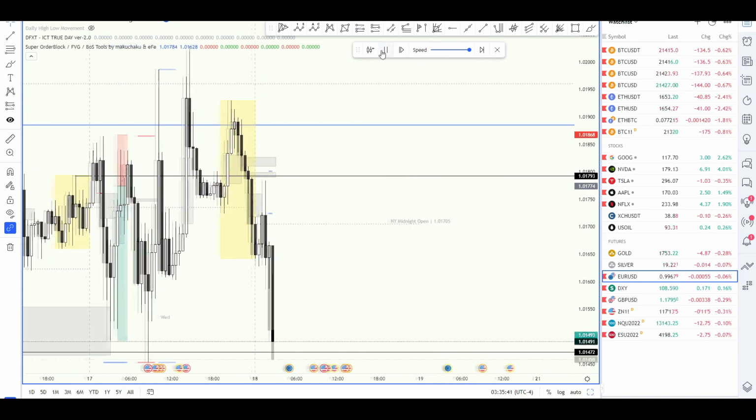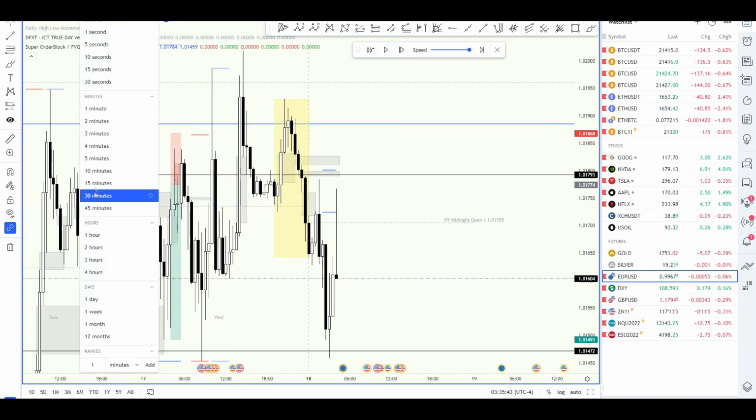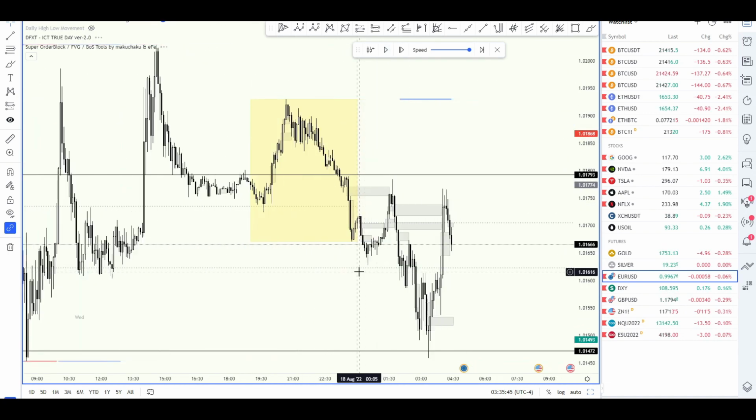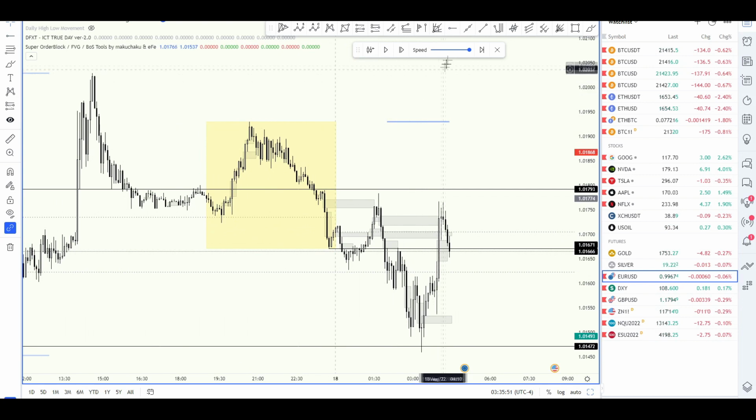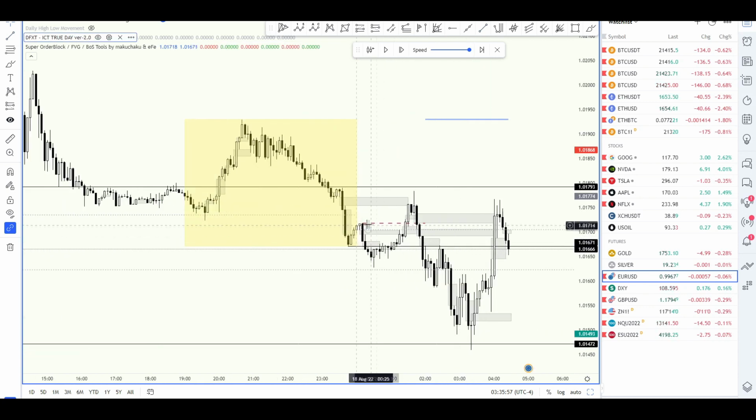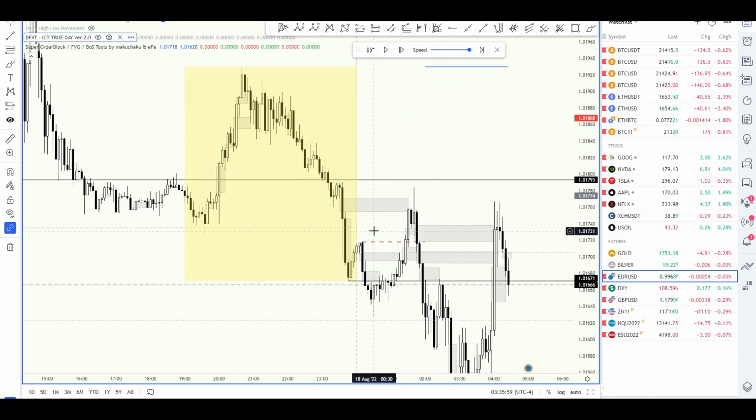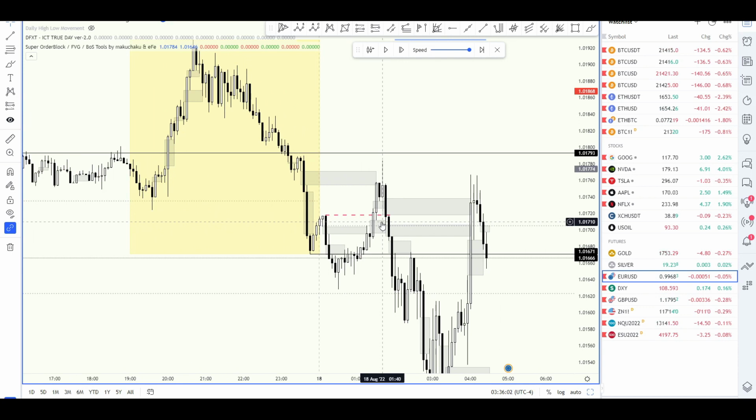Wait again for the Asia session. We got it. Zoom in. 5 minutes. As you can see, the low was taken first. We've got a market structure change right here. So as you can see, the price broke the high right here, and we have a fair value gap right over here.